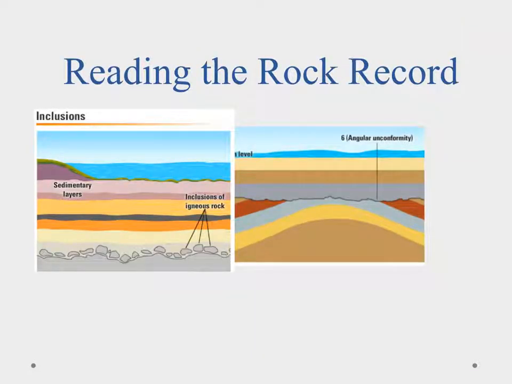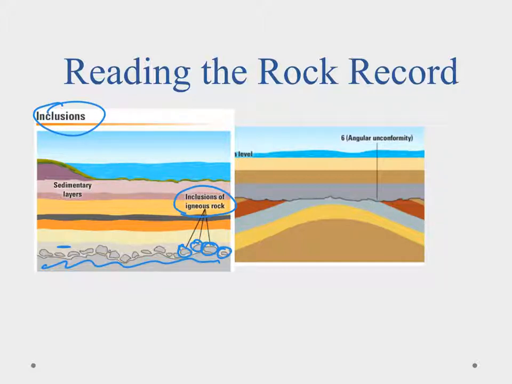Now we have two other clues that allow us to read the rock record. One of them is inclusions, and inclusions we can see down here, these inclusions of igneous rock. What we're looking at is these bits and pieces. So if we have bits and pieces of something inside, then we know that this layer had to be here first so we could break these other pieces off that could then be incorporated into the layers above it. So we know that below is going to be older again.